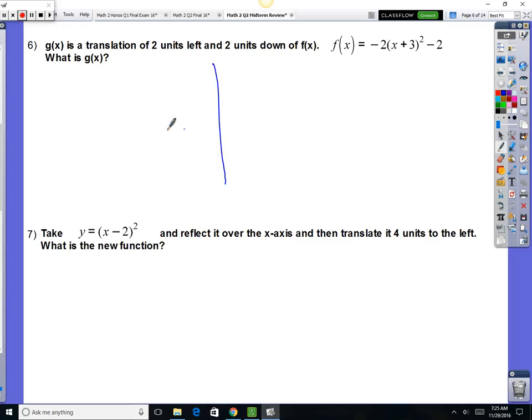Okay, I'm going to kind of graph it myself. So let's find the given a, the given h, and the given k. So the given a is 1. The given h is 2. And the given k is 0. There's no number out here.